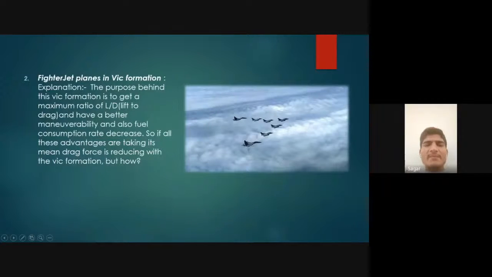next slide please. So yeah, this is the most important one: why do fighter jets fly in V formations? This is the image of the recent Rafale jets that came from France to India. Have you ever thought why they fly in this V formation, why not in another formation? The reason behind this is the aerodynamic effect. The purpose of the V formation is to get a maximum L by D ratio, the lift to drag ratio, and have better maneuverability, and also the fuel consumption rate decreases in this case. So if we are getting all these advantages, it means that drag force is reducing with the help of the V formation. But how it is reducing, we will see in the next slide.